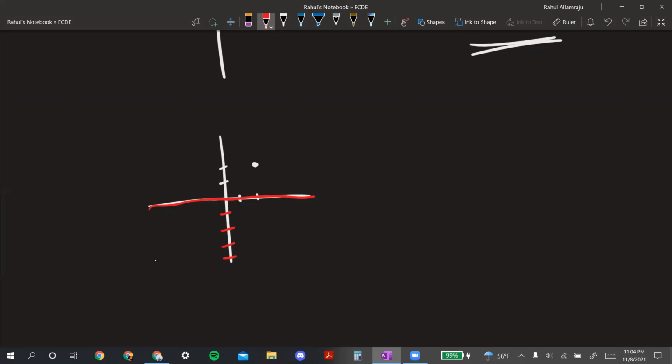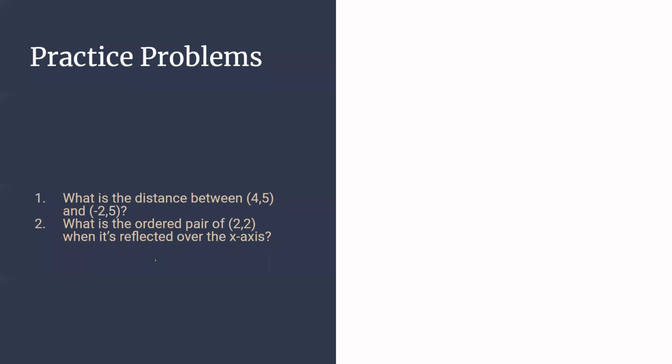So now how many units to the x-axis? 1, 2. So now you're going to go the same distance, 1, 2 units. And that is your new point, which will be 2, -2. So the reflected will be 2, -2. Let's check our answers. We got it right. We got 6 units and 2, -2.